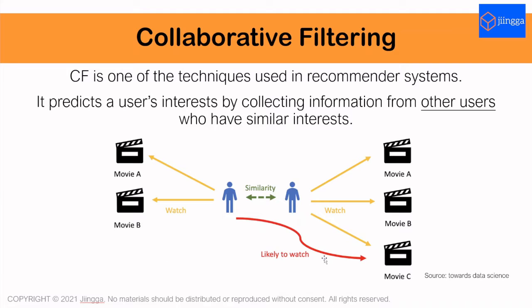For example, as shown in this illustration, this user and this user, both of them have watched movie A and movie B. But this right-hand side user has also watched movie C. Based on the fact that they have both watched movie A and movie B, we can predict that the left-hand side user will watch movie C as well. Therefore, the recommendation system using collaborative filtering will recommend movie C to this user as well.